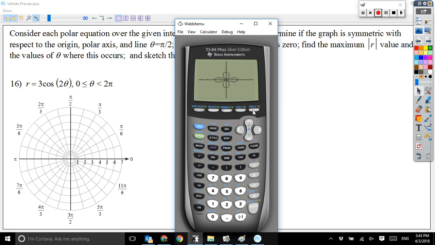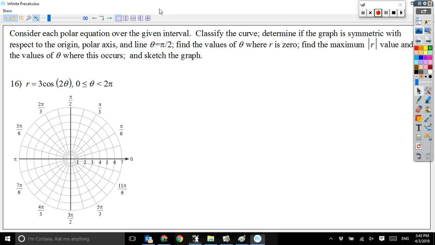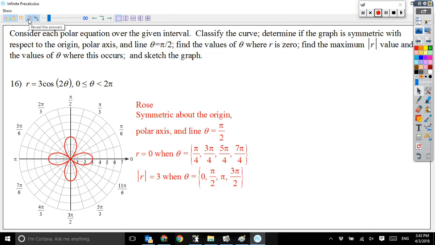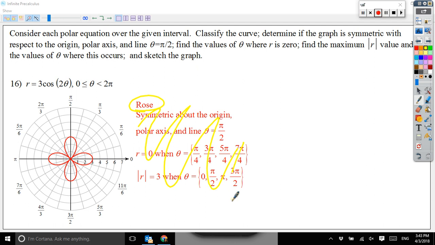Going to hit graph, and it makes that shape. Well, if I look at my paper and I try to compare that, what shape makes that, then I see that is a rose. Okay, again, don't care about the rest of that. All I really care about is, can you identify that that is a rose?